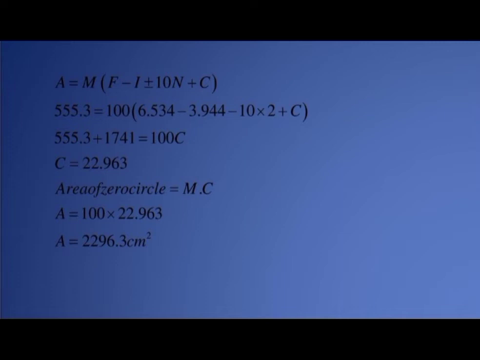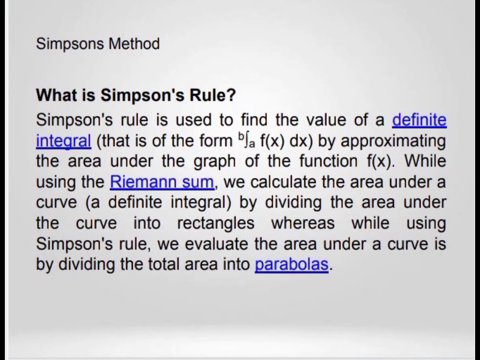And then to find the area of a zero circle, we have here the area is equal to 100 times 22.963, so the answer is 2296.3 centimeters squared. Another method in area measurement is Simpson's rule.